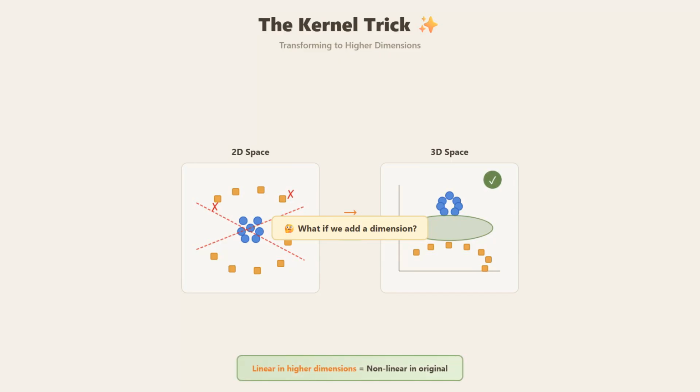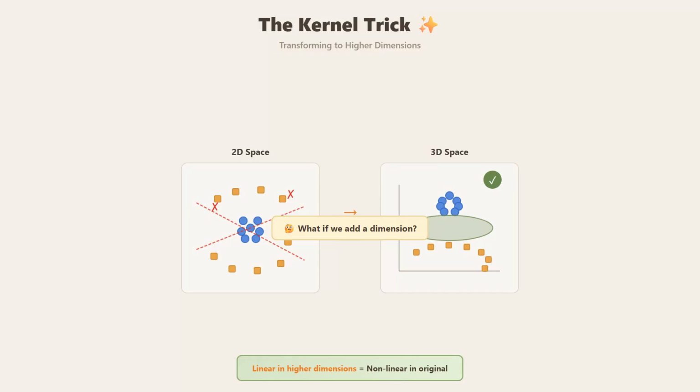What if we could lift these data points into a higher dimensional space? In our example, we transform from 2 dimensions to 3 dimensions by adding a new feature. A common transformation is to add the sum of squares of the original features as a third dimension. When we do this, something remarkable occurs.